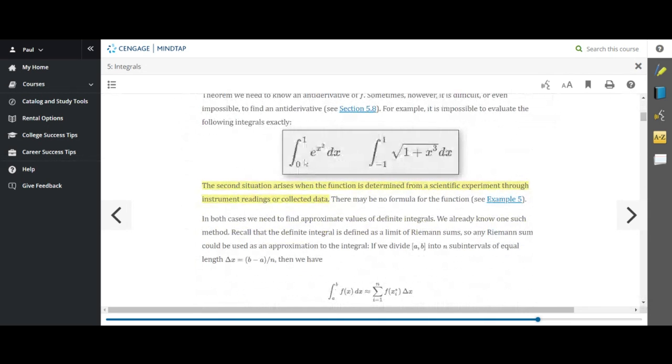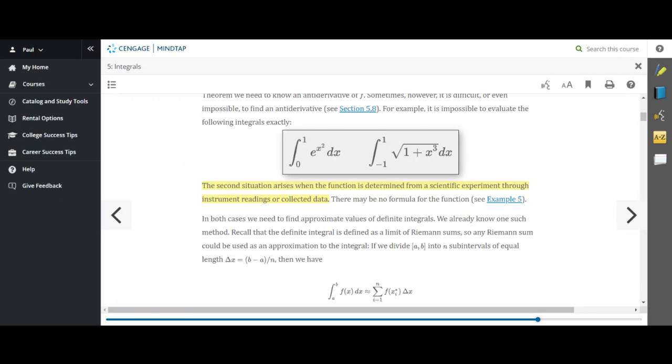Like for instance, if you look here, this is section 5.9, those two integrals, you cannot evaluate those integrals exactly because you cannot find the antiderivatives. You can't find the exact antiderivatives. And they come up in applications a lot. A form of the first integral there comes up in statistics. And the second integral, they comment that it arises when a function is determined from a scientific experiment through instrument readings or collected data.